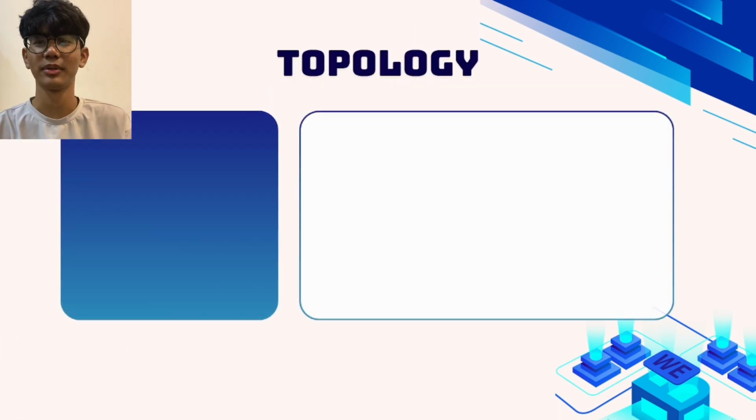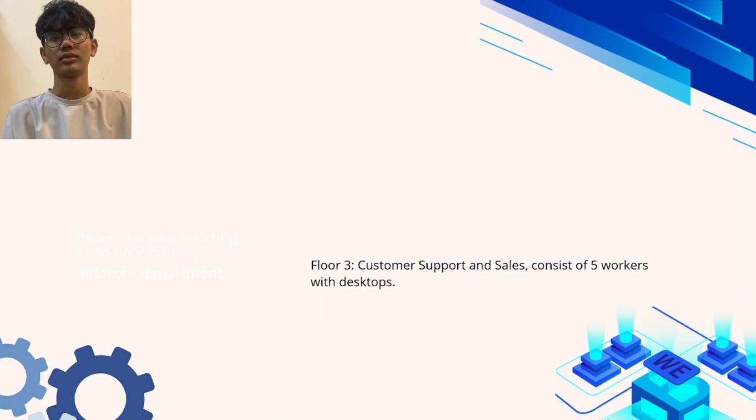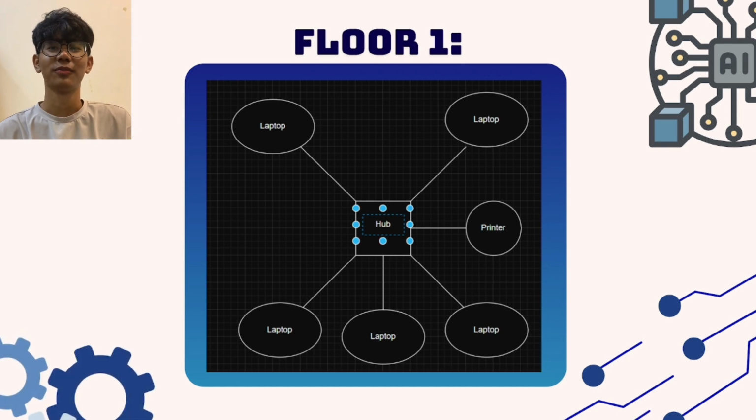So I will explain about topology. The question is, a medium-sized company named Technova Solution is expanding its operation across 3 floors in a new building. Each floor has different departments. So for floor 1, administration and human resource consists of 5 workers using laptop and 1 printer. So this is the topology for floor 1.